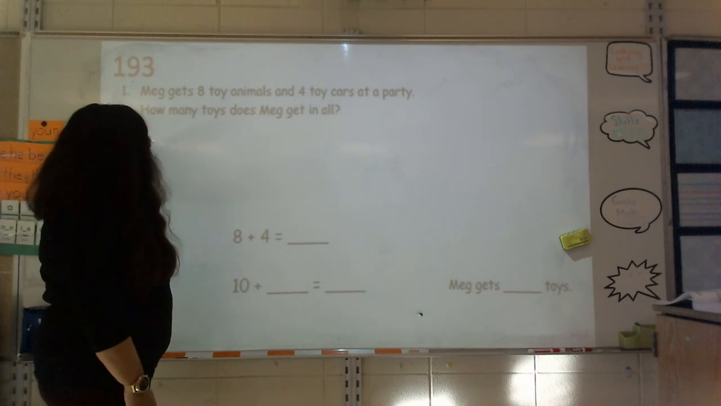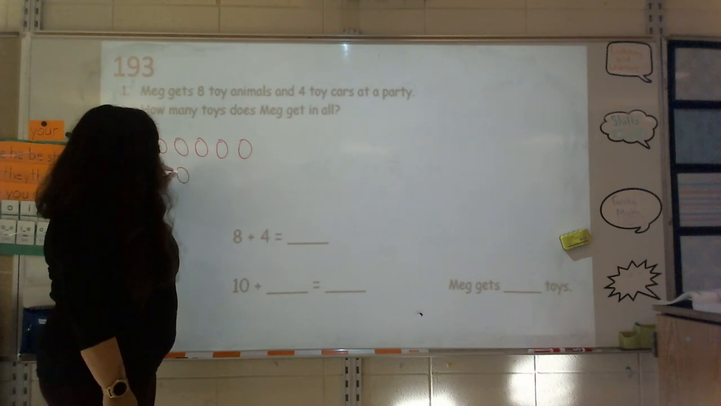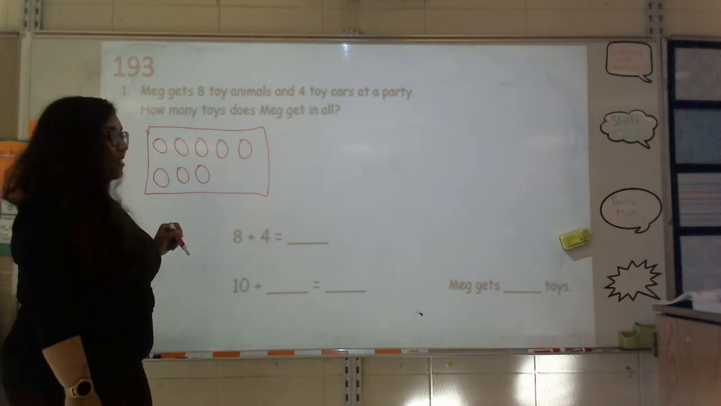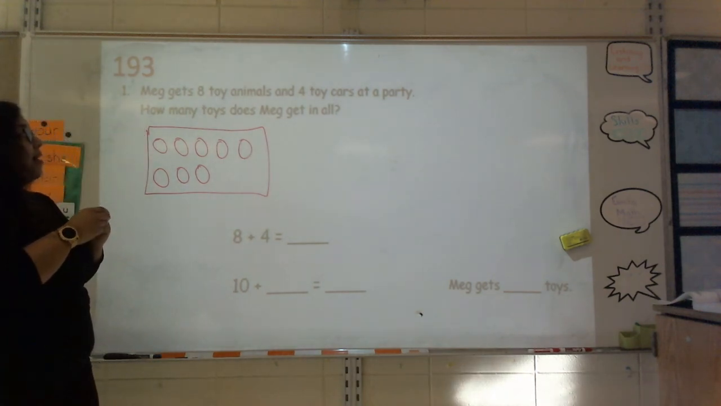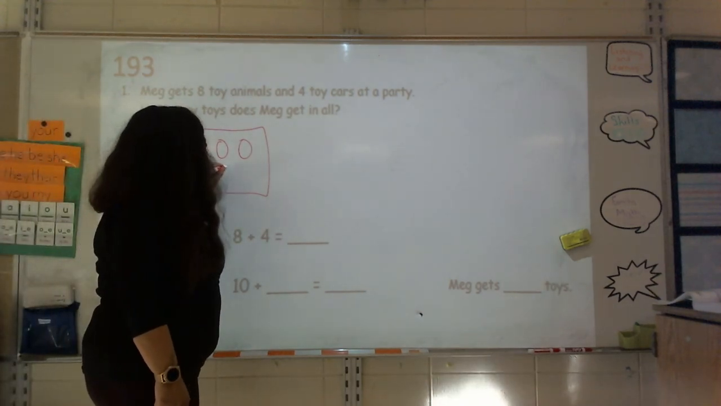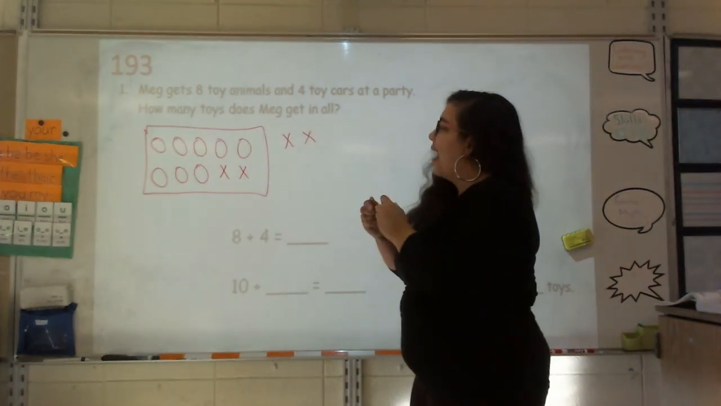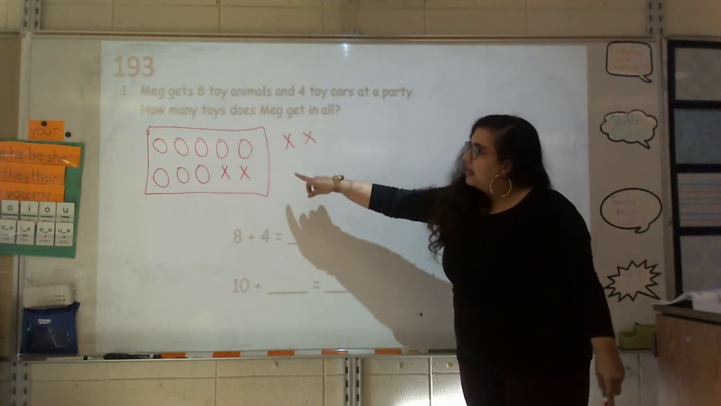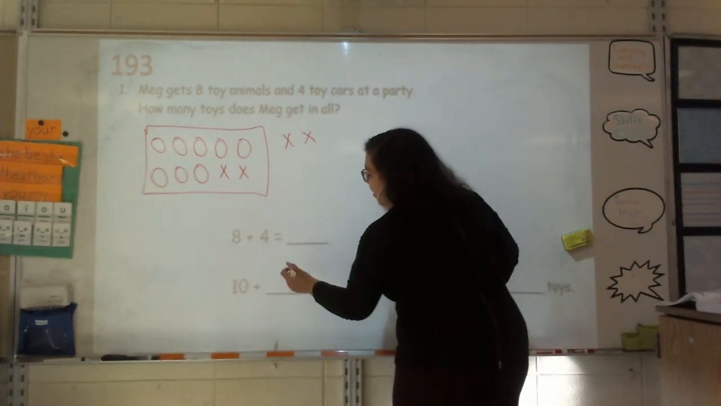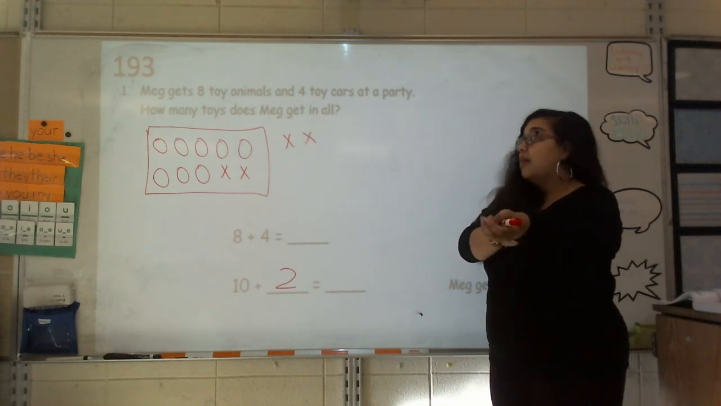The 8 animals, good. 1, 2, 3, 4, 5, 6, 7, 8 animals is almost a group of 10. It's almost 10 toys. Now let's draw to show her 4 cars, completing our group of 10. 1, 2, 3, 4 cars. How many are inside of the box? 10. How many are outside of the box? 2, which means we now know that 10 plus 2 is our adjusted, moving pieces around, number sentence.